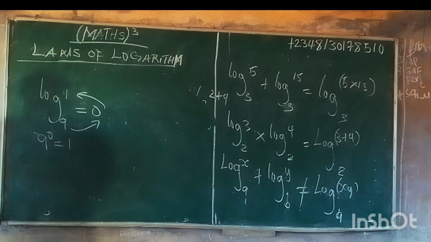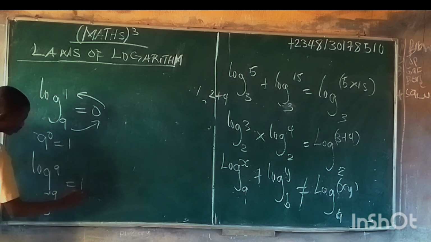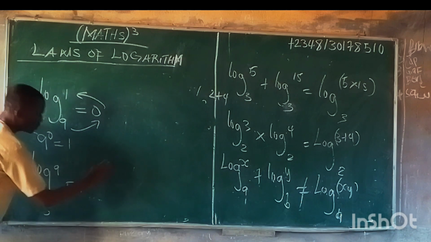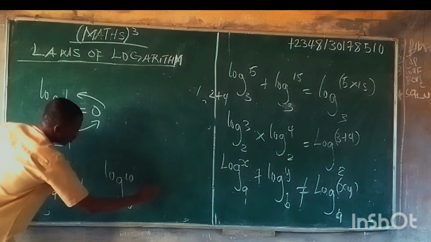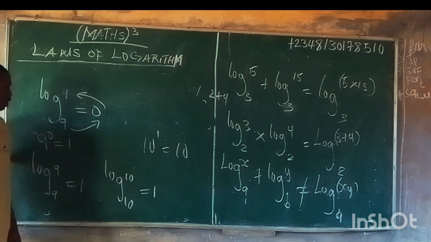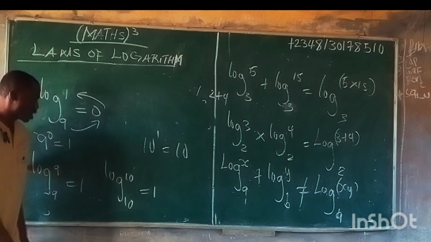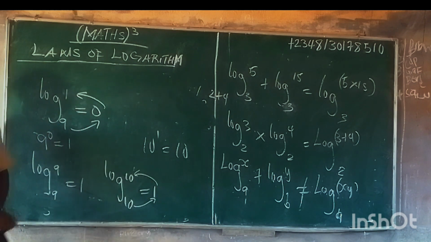Now let's say we have another one: log a base a is equal to 1. It's very simple. Let's say log 10 base 10 is equal to 1. If you say 10 raised to the power of 1, it gives you 10. Because 10 to the power of 1 is 10.